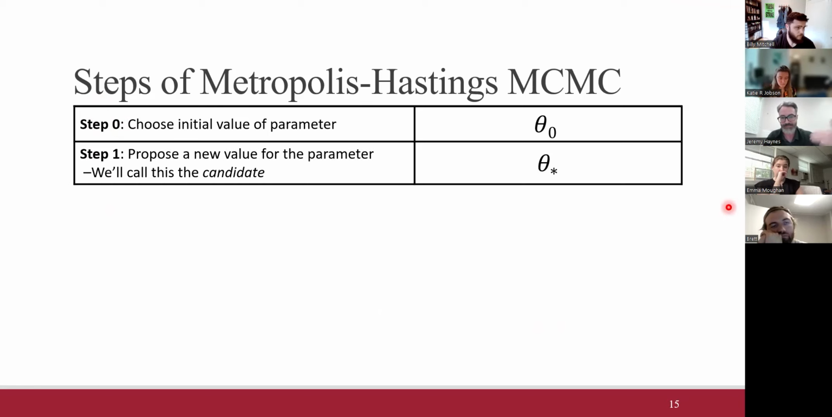Next, when we actually get into the MCMC, we're going to propose a new value for the parameter. We're going to do this with a Gaussian random walk. Again, I'm going to walk through all the code for this, but just to get this in the back of your head so you know generally what we're doing. We're going to propose a new value, and we'll call this the candidate, so theta star.